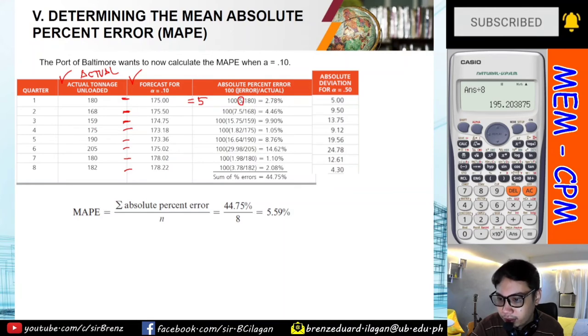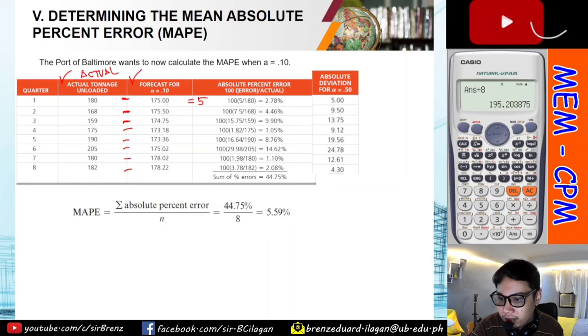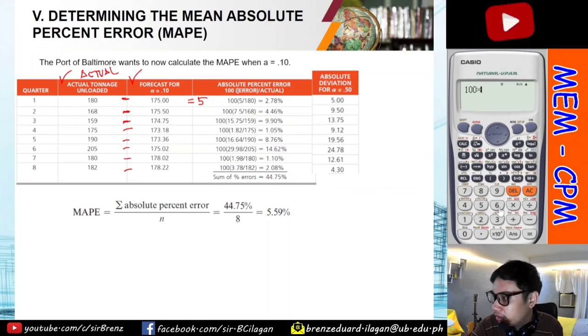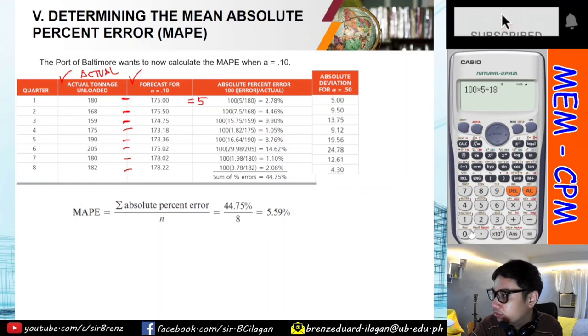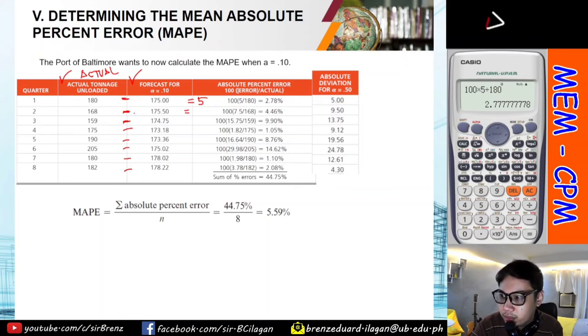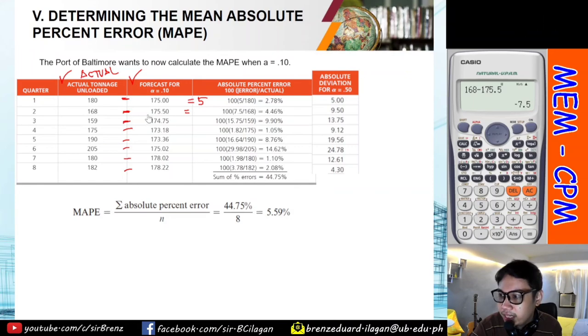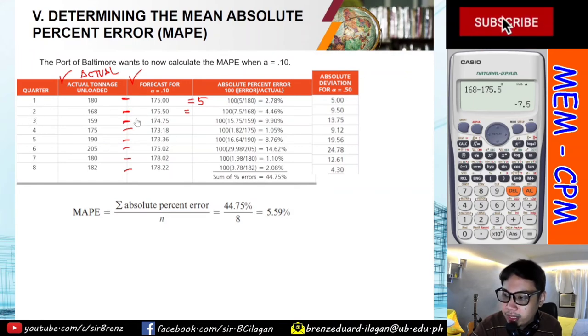Okay? So ang mga sagot natin dito is a percentage siya, kasi absolute percent error nga yung ginagamit natin. So try lang natin i-check yung unang value if tama. So that is 100 times 5 divided by 180. So that is 2.78%. Okay? So sample lang ulit doon sa pangalawa. So para ma-obtain yung absolute percent error niyan, kunin mo muna yung difference nitong dalawa. Again, 168 minus 175.5. So 7.5, ayan. And then divided by the actual, which is 168, and then multiply by 100.